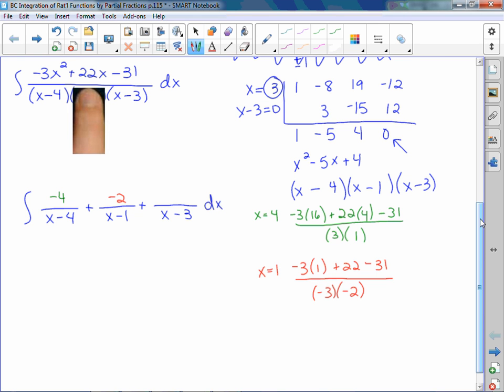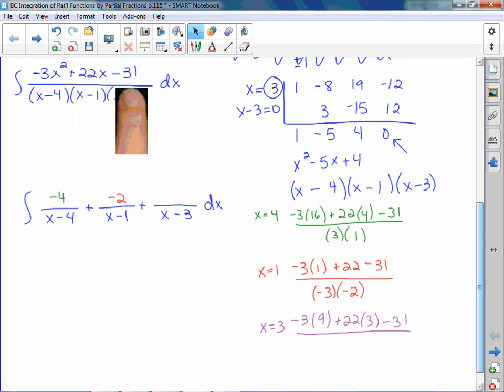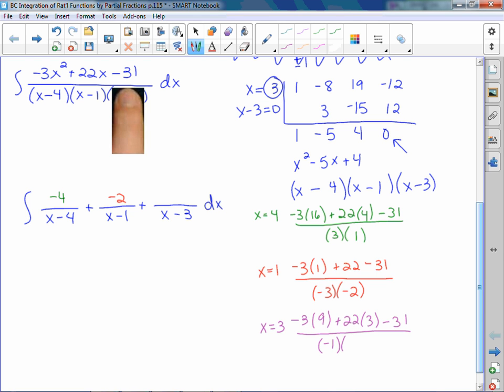All right, one more. x equals 3. Negative 3 times 3 squared is going to be 9. And then plus 22 times 3 minus 31 over, okay, let's move that finger over so I can see what's on the bottom. And 3 minus 4 is negative 1 times 3 minus 1 is 2. Type that into the calculator and you're going to get 3.